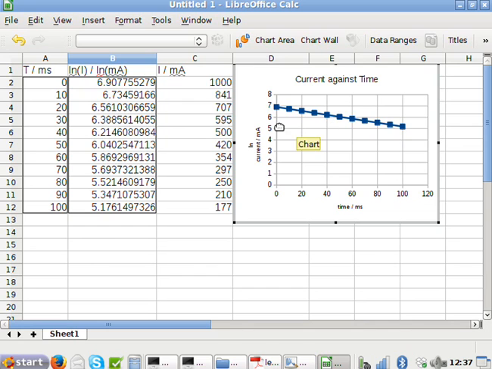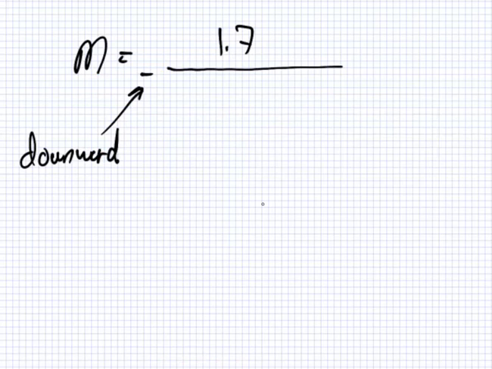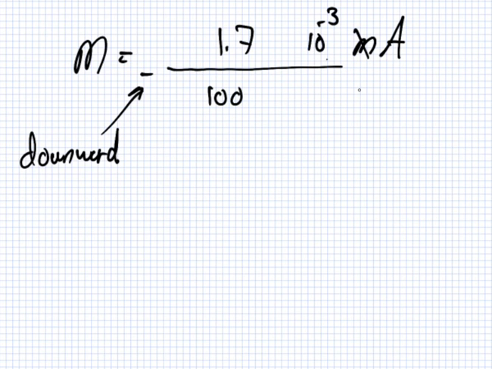Alright, so, finally, the tau. The tau is actually called the time constant. And you can find it by using this formula, which we actually saw earlier. Tau equals minus 1 over the slope.